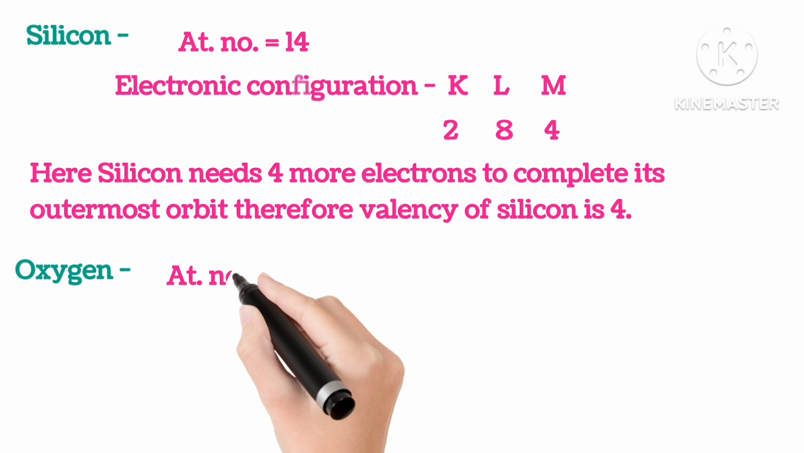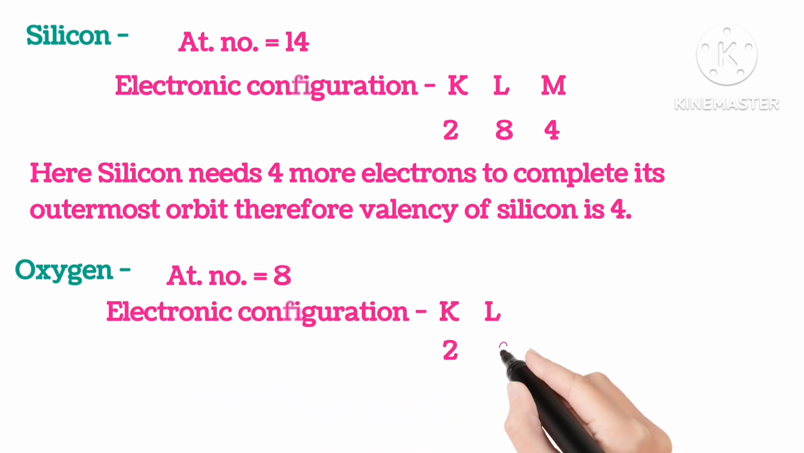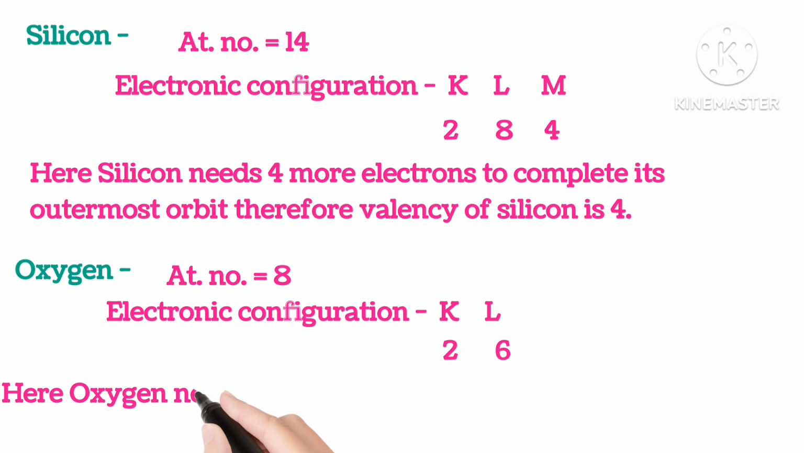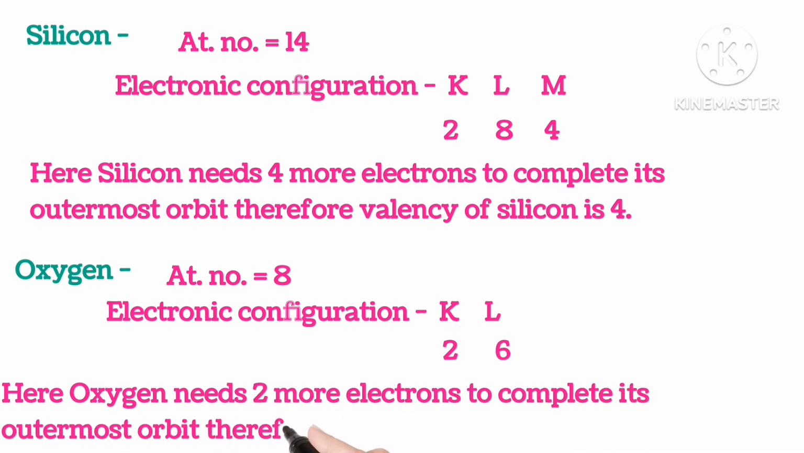Similarly, for oxygen, atomic number is 8. Electronic configuration will be 2, 6. Here oxygen needs 2 more electrons to complete its outermost orbit. Therefore, the valency of oxygen will be 2.